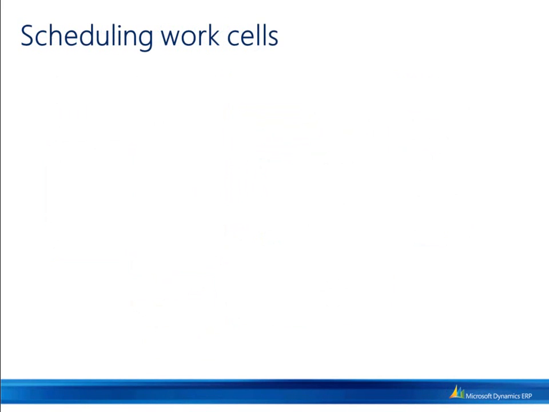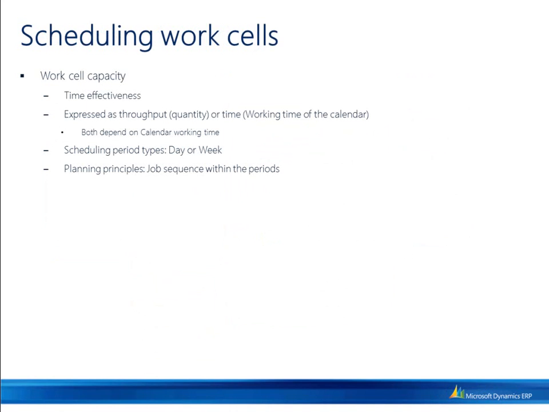Scheduling work cells. The work cell capacity. Kanban scheduling in Microsoft Dynamics AX uses the capacity defined for a work cell. A work cell is a resource group that has a calendar and a lean capacity definition assigned. Both assignments are date and time effective, which allows accurate configuration of the work cell capacities at any point in time.